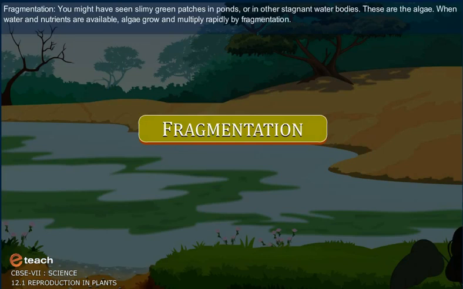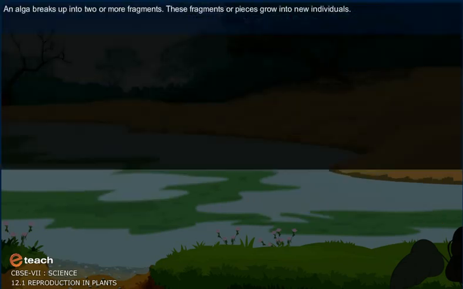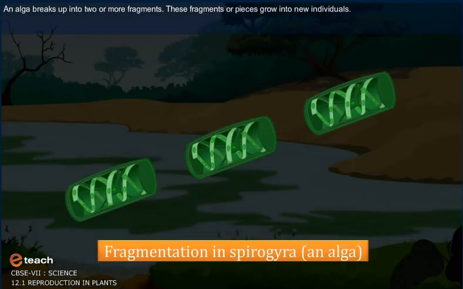Fragmentation. You might have seen slimy green patches in ponds or in other stagnant water bodies. These are the algae. When water and nutrients are available, algae grow and multiply rapidly by fragmentation. An alga breaks up into two or more fragments. These fragments or pieces grow into a new individual.